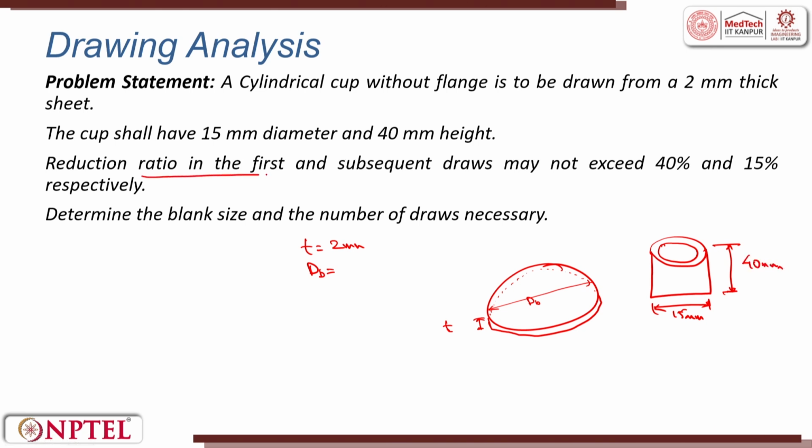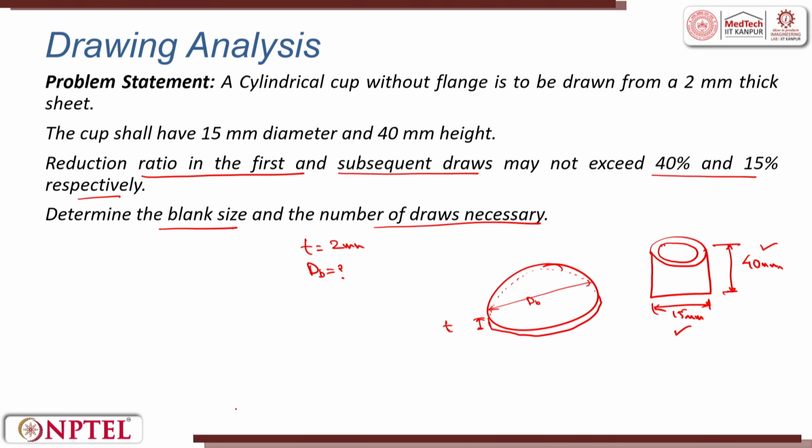Reduction ratio in the first and subsequent draws may not exceed 40% and 15% respectively. Determine the blank size and number of draws necessary. That means dB is to be determined. And we have been given the thickness of the blank, we have been given the final diameter and height, that is 15 millimeters and 40 millimeters.